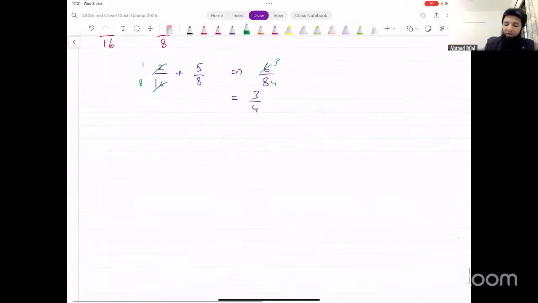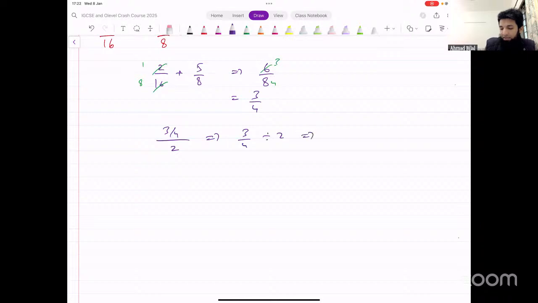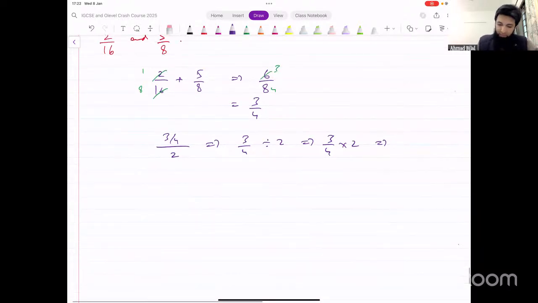And then what you have to do is divide this by 2. Division by 2, so it's like this essentially. 3 over 4 divided by 2. So that means 3 over 4 divided by 2 like this, and that's 3 over 4 times, sorry, times 1 over 2. That's 3 over 8.